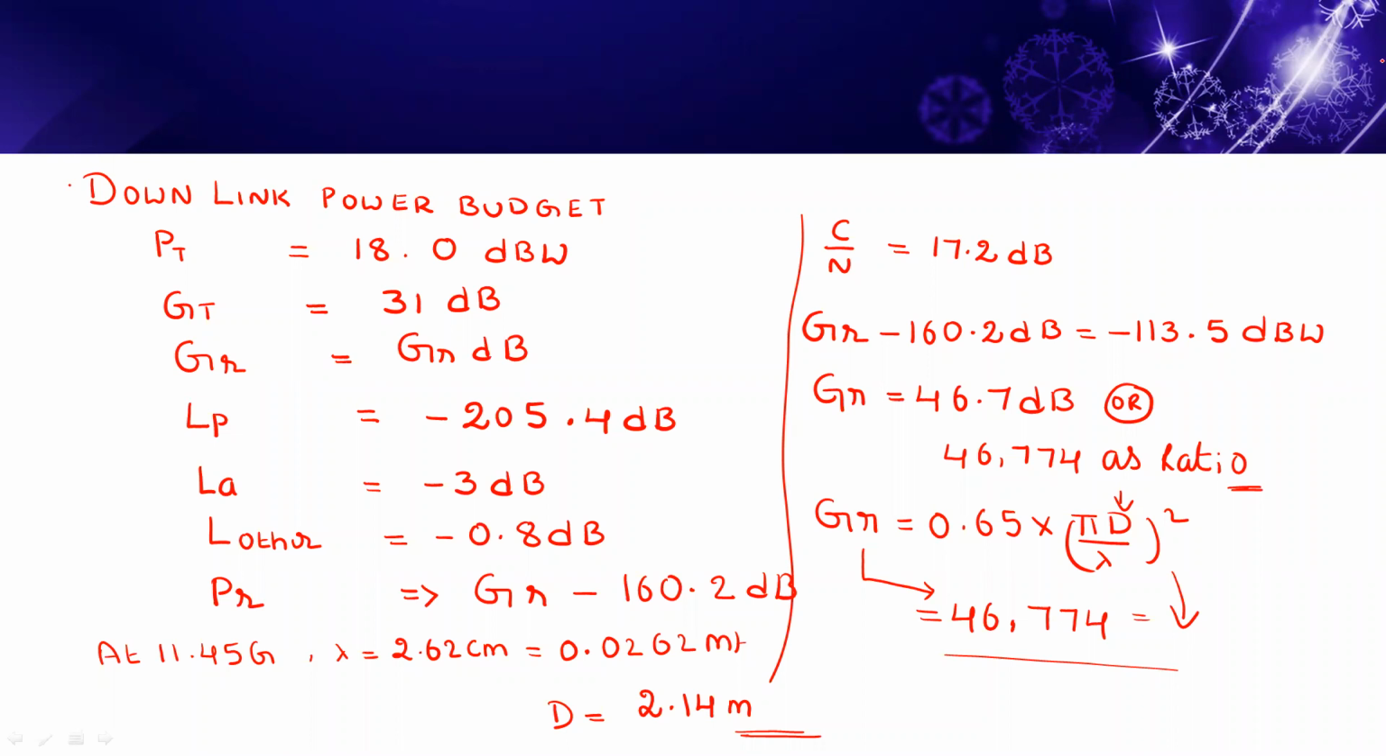And sometimes we have to calculate some parameters. This example shows how to calculate the diameter of the antenna with respect to the downlink power budget. Likewise, the same model will come for end examinations. So take a snapshot.